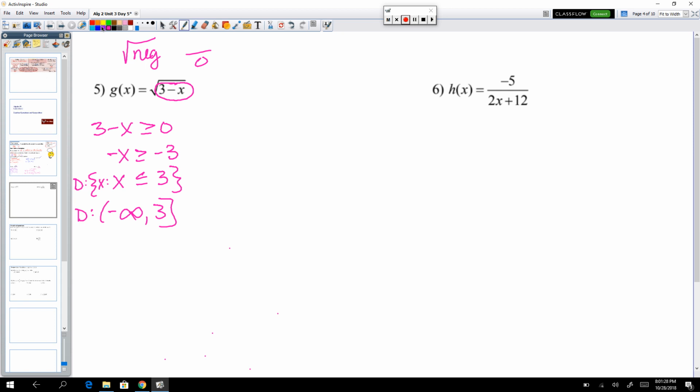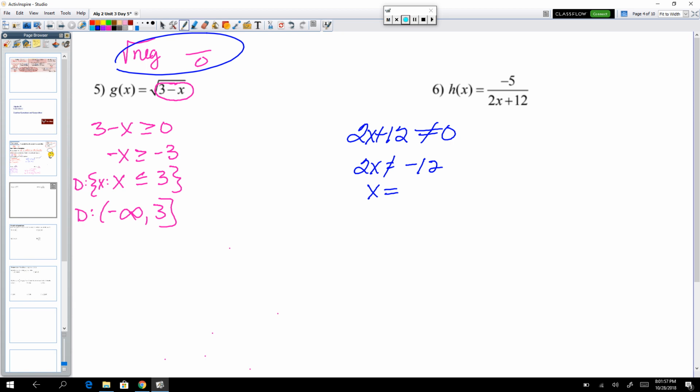Let's move to number 6. What rule could we possibly break out of our two no-no rules? Which one can we break with number 6? Hopefully you think to yourself, division by 0 is the problem. How do we solve that problem, or how do we state domains for that problem? We say 2x plus 12 cannot equal 0. It can be less than 0, it can be greater than 0, it just cannot be equal to 0 for this particular one. Let's isolate that.